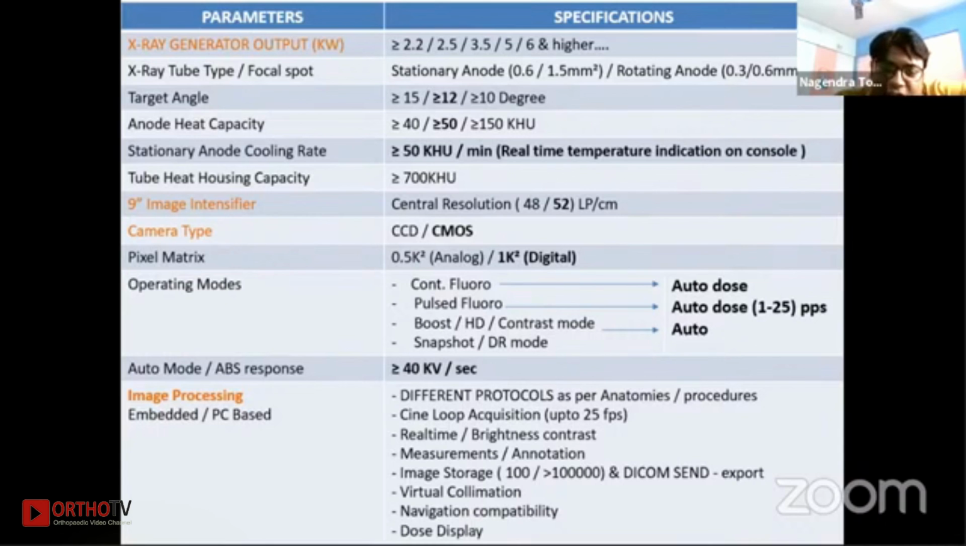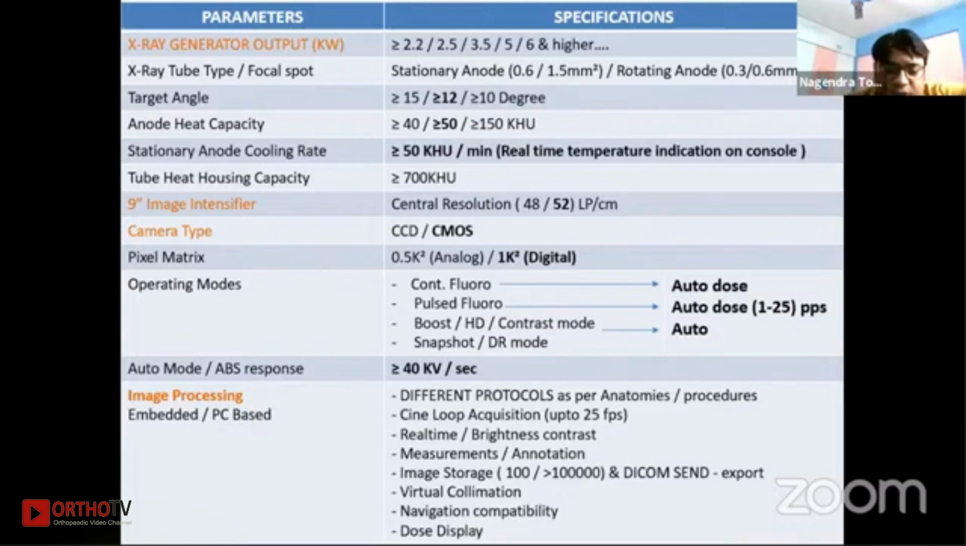There are two kinds of memory available: embedded, which is of 100 frames, or PC based also. In PC based, you get different protocols. You can create protocols as per the anatomy, like a different protocol for lumbar, and for cervical, you can create different protocols. Which are very useful, and we should go with real-time brightness and contrast also. Sometimes we just struggle with minimizing or maximizing KV and MA. So if our system has software control, with the help of software we can change the brightness and contrast of the images. So obviously that is helpful.